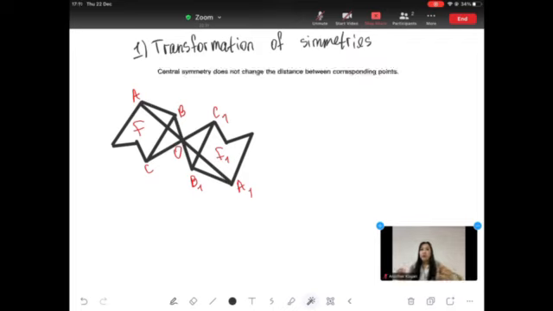First, transformation of symmetries. Central symmetry does not change the distance between corresponding points. The transformation that transfers each point in the plane to a point symmetrical about a certain center O is called centrally symmetric equations. If we move any point of the figure F to symmetrical points relative to the center O, then in general another figure F1 is obtained. The figures F and F1 are called symmetrical figures about the center O.